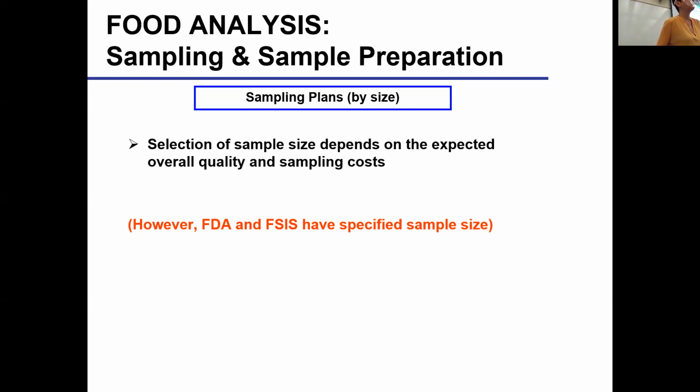But is that just their minimum for all food products, or do they have specifications based on certain food products? No, that's a minimum for all products if you're doing, for example, nutrition labeling. But we're going to talk about how we get those samples.